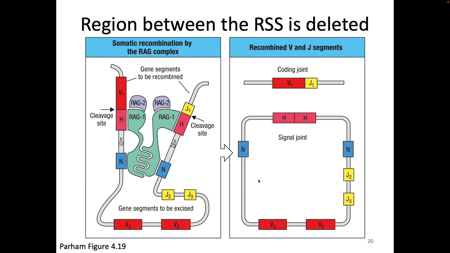And you can see RAG1 and RAG2 are actually binding, particularly RAG1 is binding to this area and kind of bringing it together. So RAG1 has chosen V1 and J1 and brought them together so that we can do VDJ recombination. And eventually that V1 and J1 are going to be put together, and all of this DNA that was in between, including those RSSs, including our little triangles, is eventually going to get thrown out.